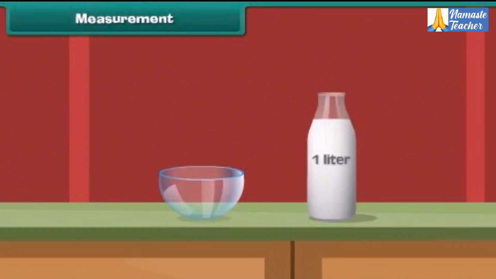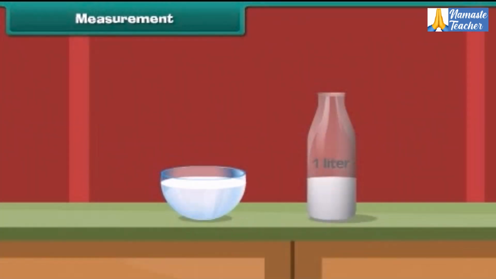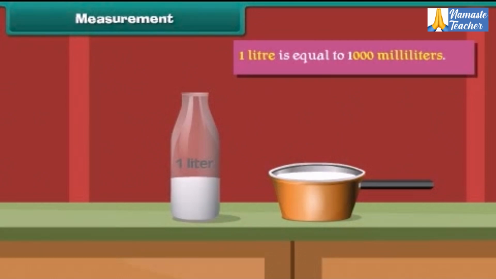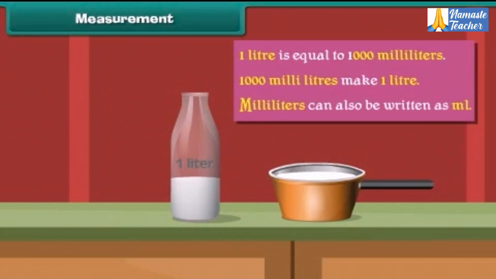Measurement. Now let us pour milk from the 1 liter bottle in this bowl. We have seen that milk is still there in the bottle. This means this bowl holds less than 1 liter of milk. Similarly, this pan holds less than 1 liter of milk. 1 liter is equal to 1000 milliliters. This means 1000 milliliters make 1 liter. Milliliters can also be written as ml.